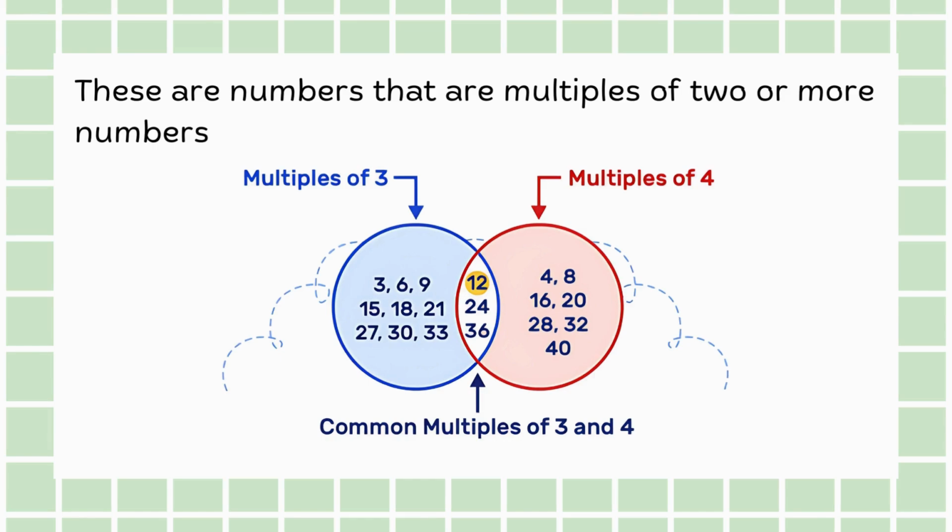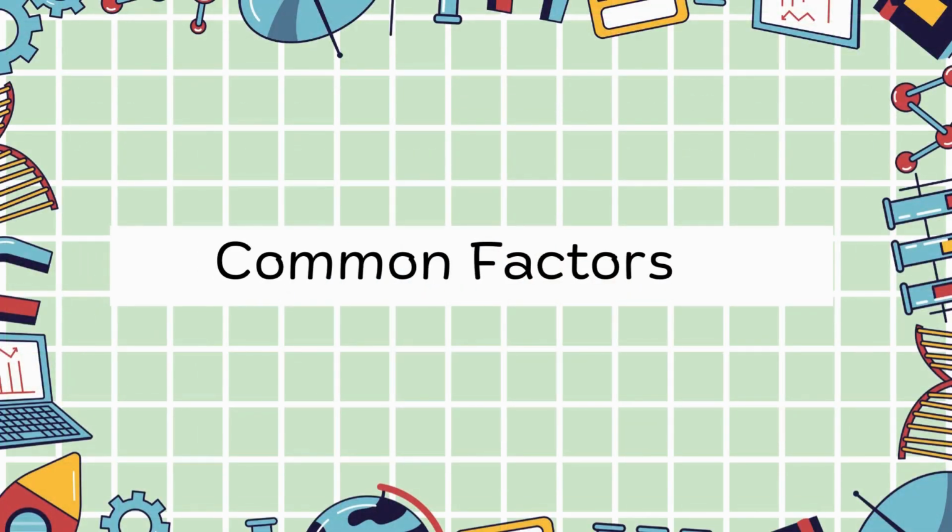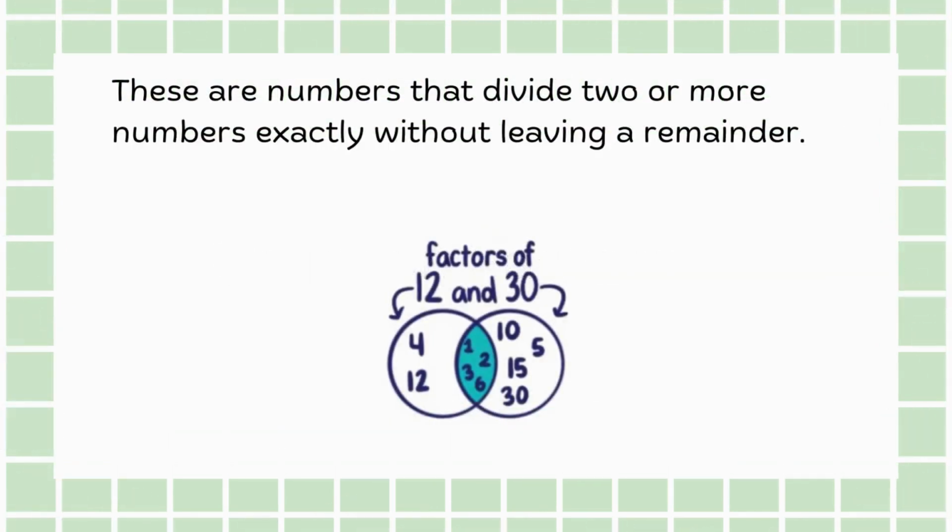24, and so forth. Moving on, let's talk about common factors. These are numbers that divide two or more numbers exactly without leaving a remainder. For example, the factors of 12 include 1, 2, 3, 4, 6, and 12. Similarly, the factors of 30 are 1, 2, 3, 5, 6, 10, 15, and 30.